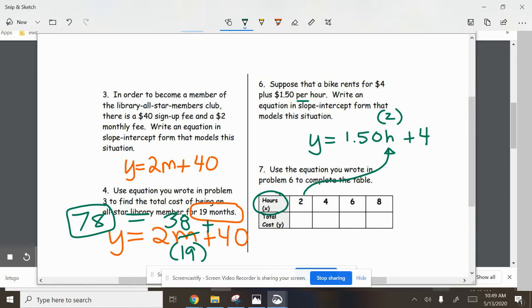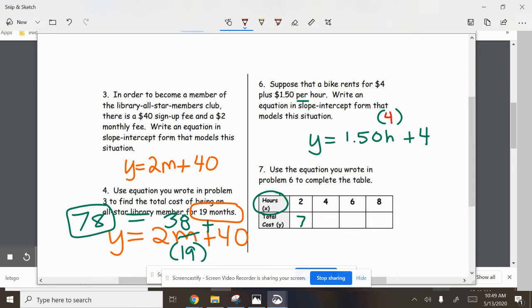What's 2 times $1.50? If I have $1.50 plus $1.50, that's $3. What's $3 plus $4? $7. See where I'm going there? Could you guys try to finish the table for me? All right, for this next one, where would I put the 4? Right here. Use your calculator if you need to.